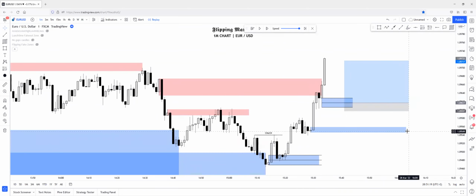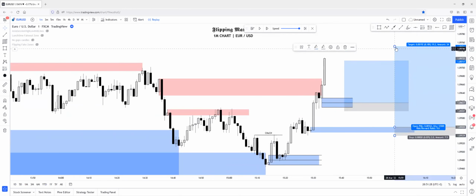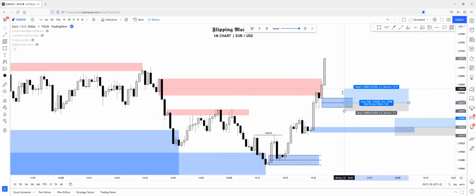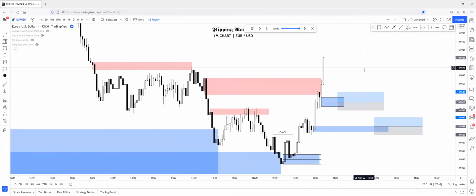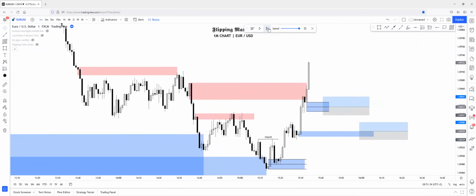So we can actually use a double entry limit order. First one on the higher, second one on the lower. 2 pip stop loss, same target point. I'm just going to keep it this way because it's frustrating. And just play.